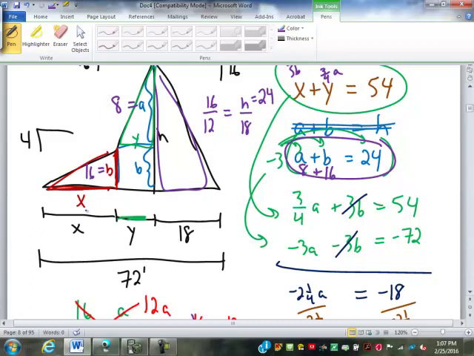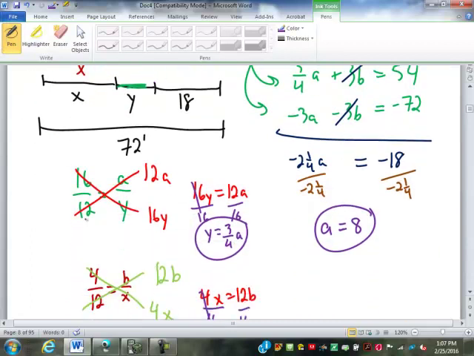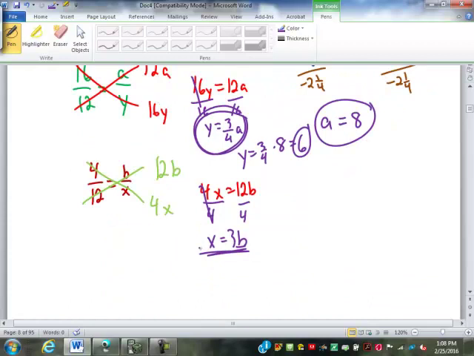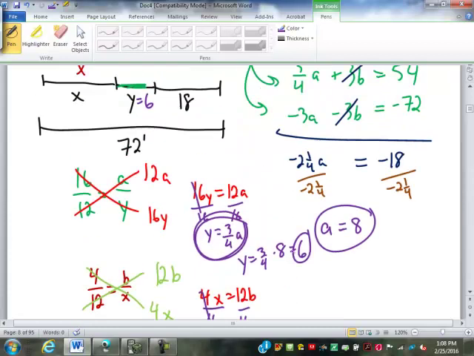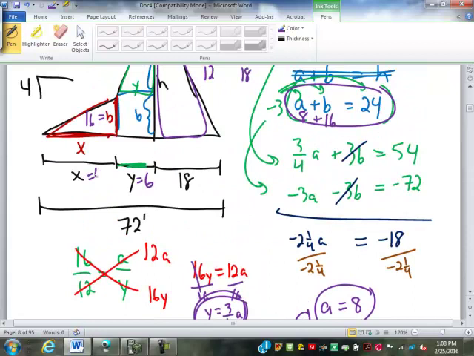Now that we know that, we know that Y is 3/4 of A. 3/4 times A. What is 3/4 times 8? 6. So Y is 6. X is 3B. So B is 16. 3 times 16 is 48. X is 48.